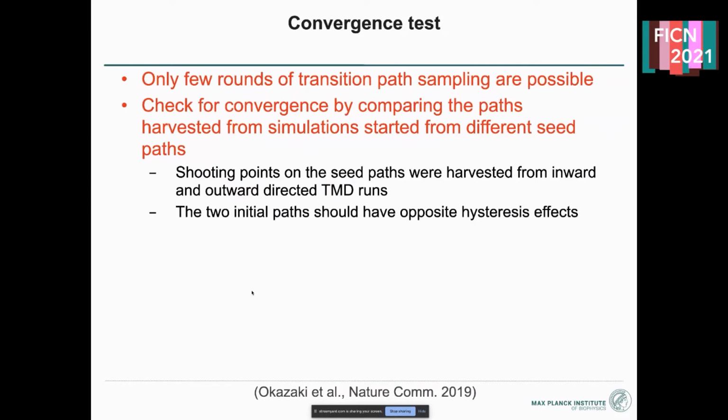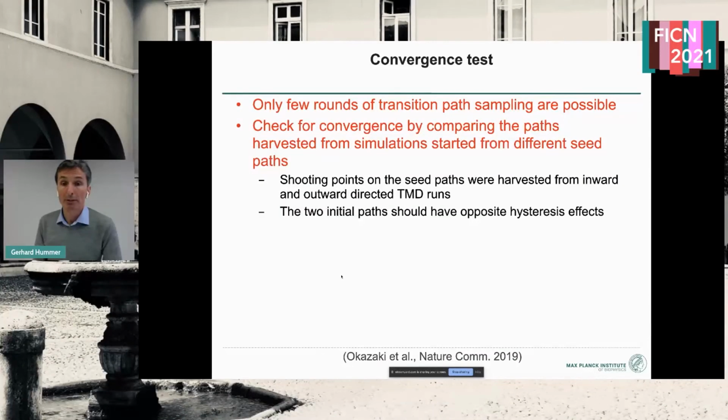As I already said, we have a problem. We will be able to collect only relatively few transition paths because, as you can expect, this is a rather large, complex system. This is a few 100,000 atoms. The paths themselves take many tens of nanoseconds. So it will be challenging to collect more than a handful of transition paths.